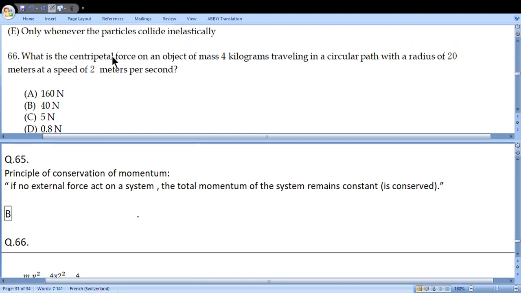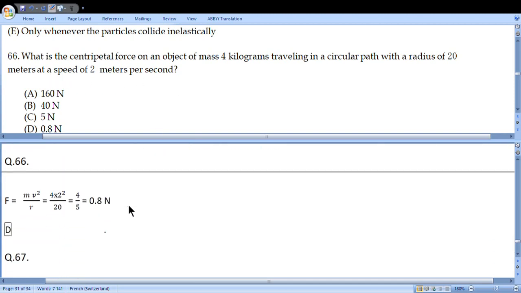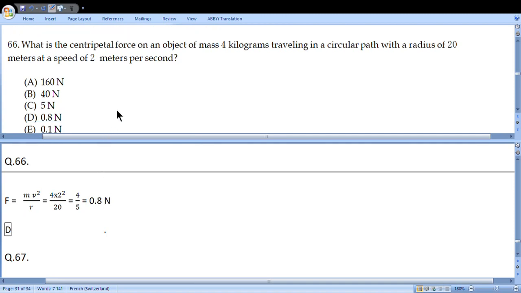66. What is the centripetal force on an object of mass 4 kg traveling in a circular path with a radius of 20 meters at the speed of 2 meters per second? Here we just use the formula mv squared over r, so force equals mv squared over r. We substitute numbers and we get one of the answers, D.